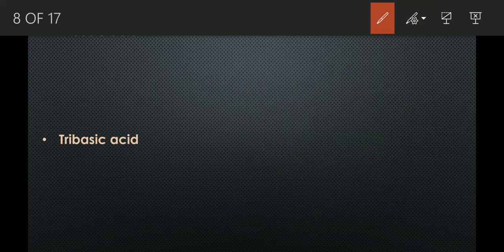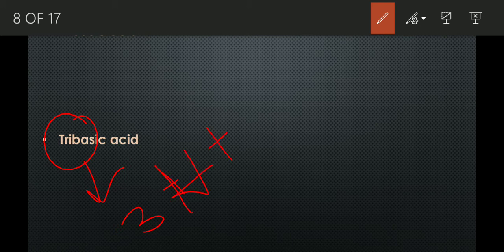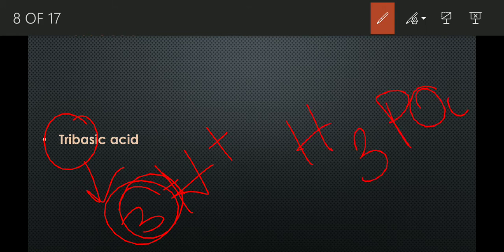Similarly, tribasic acid means tri means three. So this type of acid will contain three replaceable hydrogen ions, and they will produce three hydrogen ions in aqueous solution per molecule of the acid. Example is phosphoric acid, H3PO4. It contains three replaceable hydrogen ions. Clear?